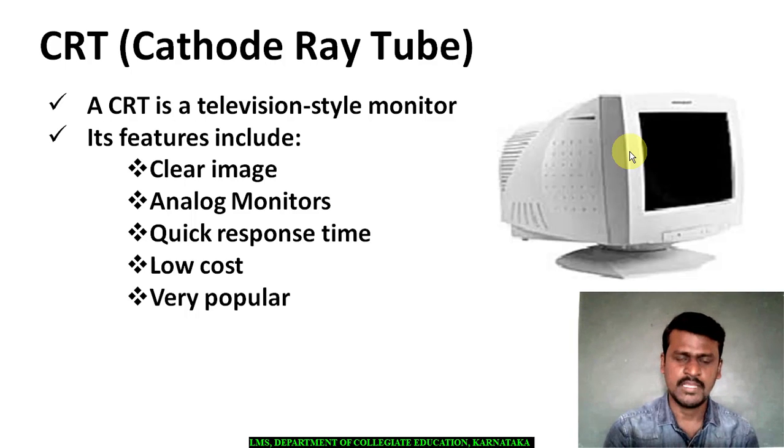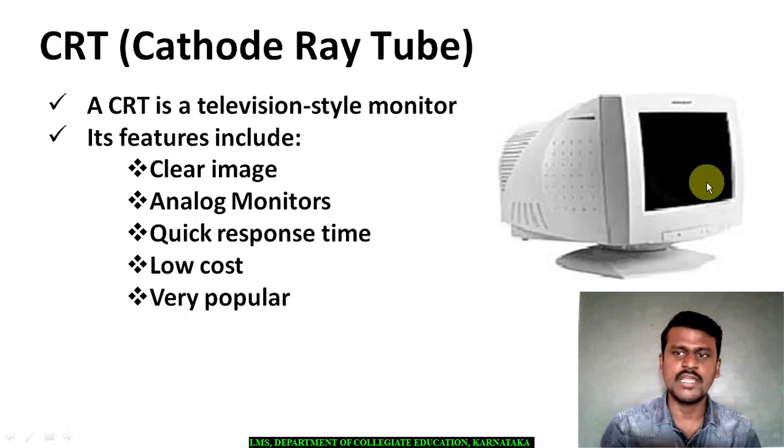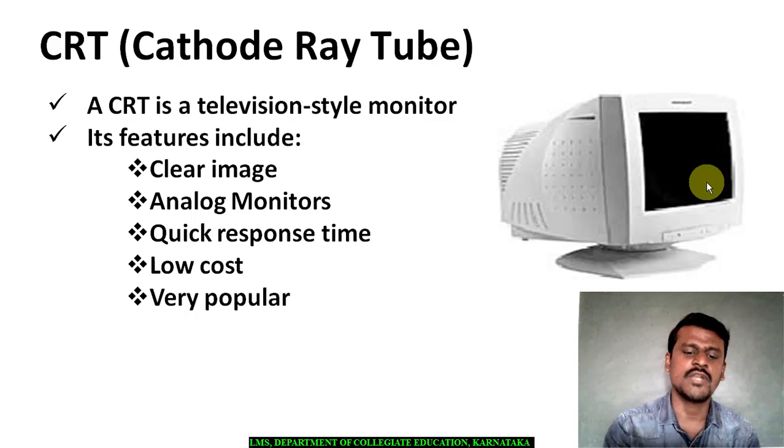And these are called analog monitors because they use cathode ray tubes that emit electrons on the screen. Those electrons form the image or a character on the screen, so that the user can recognize whatever he types or whatever he wants to view on the monitor.